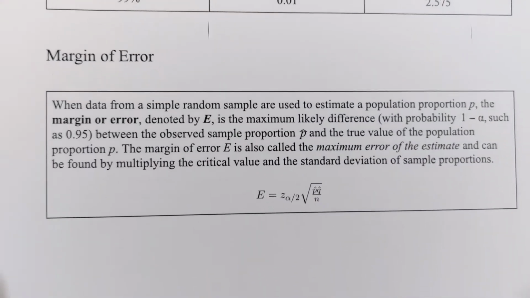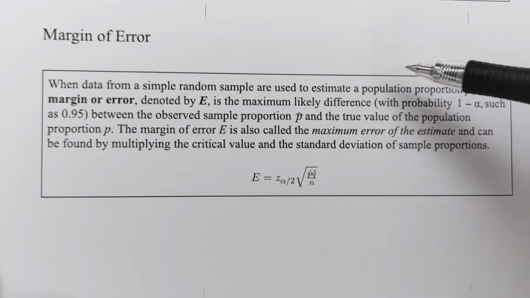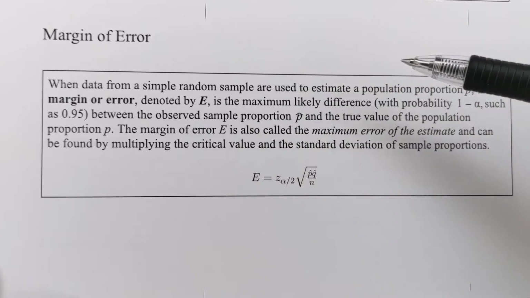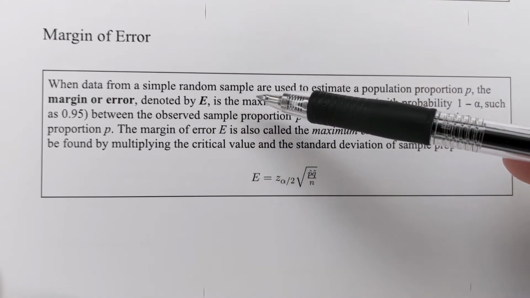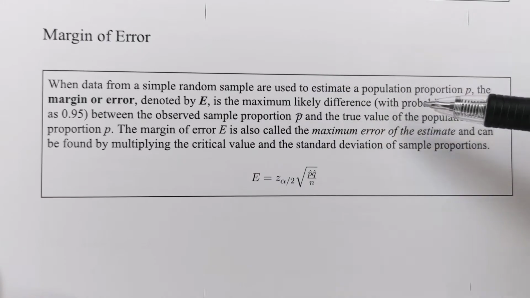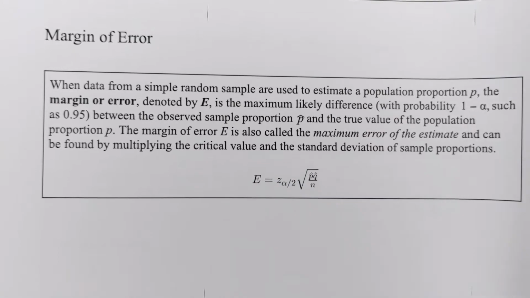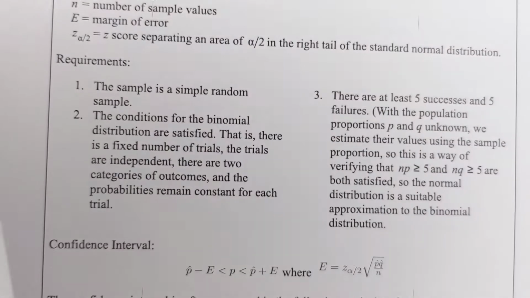All right, so down here we've got the margin of error. So when data from a simple random sample are used to estimate a population proportion, the margin of error, denoted by E, is the maximum likely difference between the observed sample proportion and the true value of the population. It's called the maximum error of the estimate. It can be found by multiplying the critical value by the standard deviation of the sample proportions, which is what this square root stuff is. So p hat and q hat are the sample proportions and n is the number of values that you have.